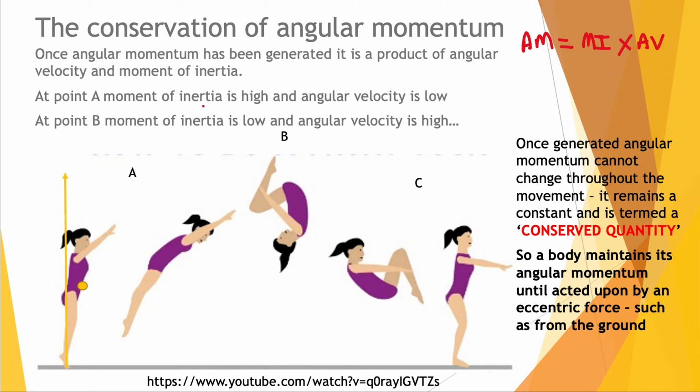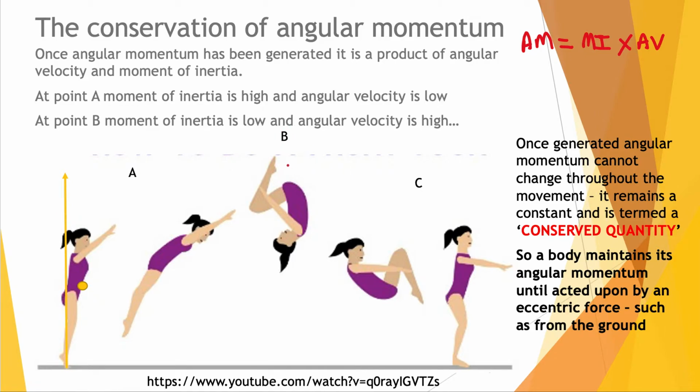Because if moment of inertia is high, angular velocity must be low for this to remain the same. If moment of inertia is low, then angular velocity must be high in order for this to remain the same. So at point A here, moment of inertia is high because the gymnast is in a straight position. And if moment of inertia is high, then angular velocity must be low, because those two things combined give us angular momentum.